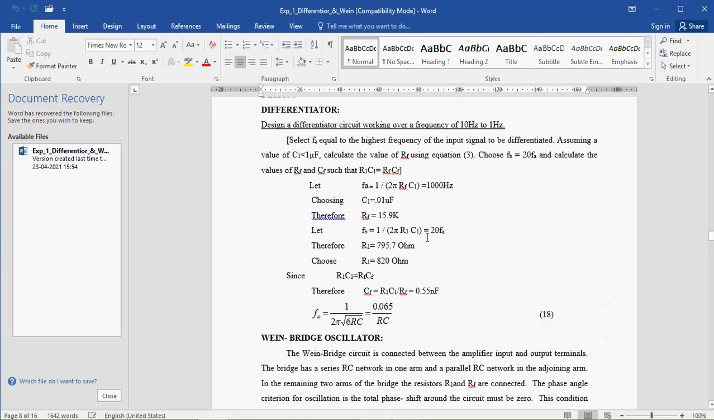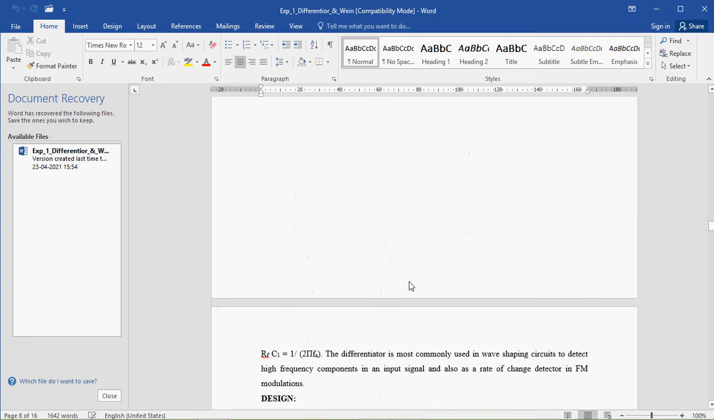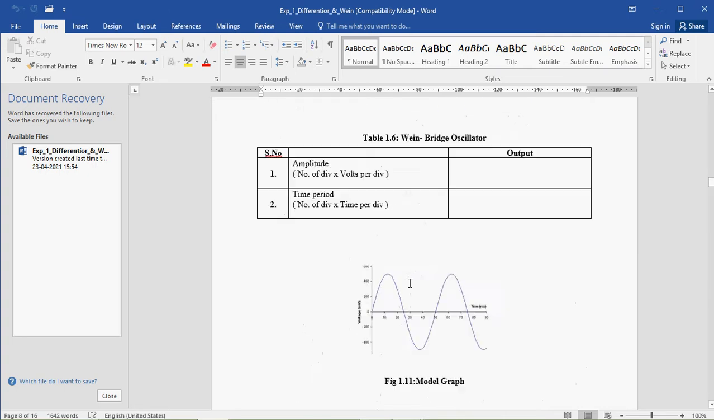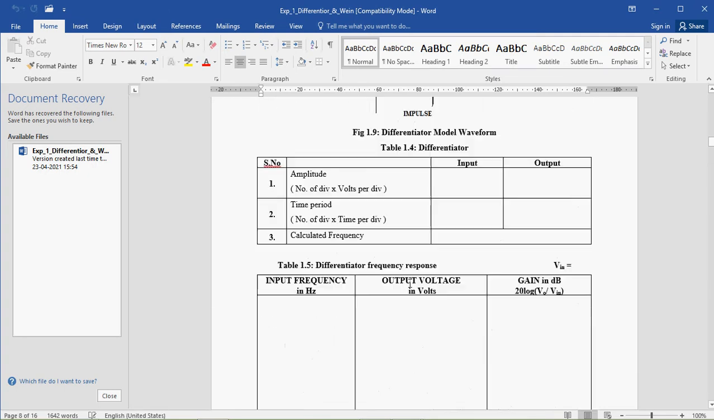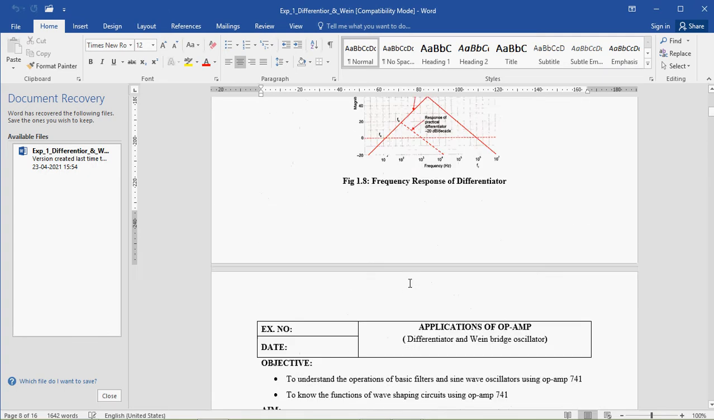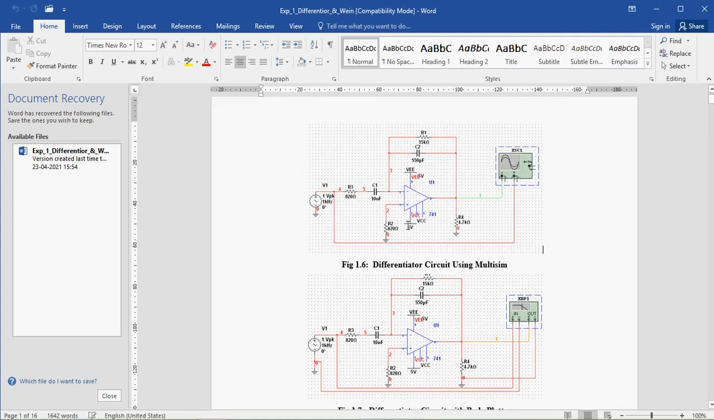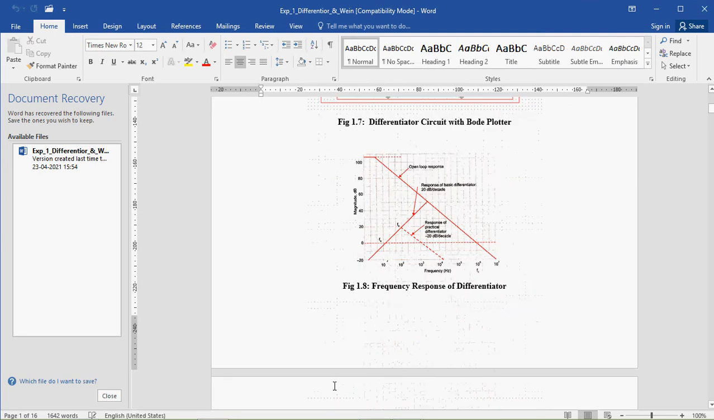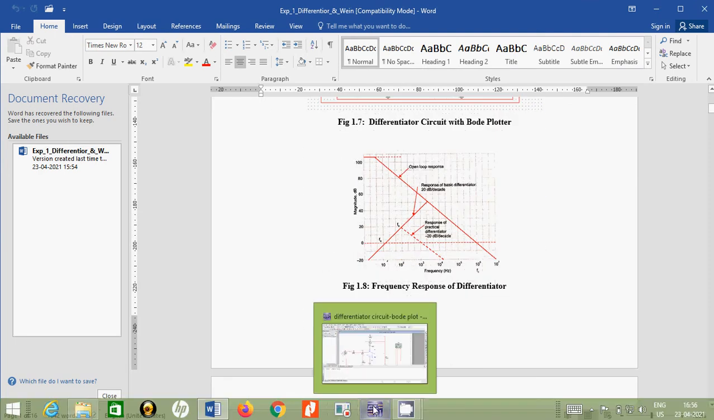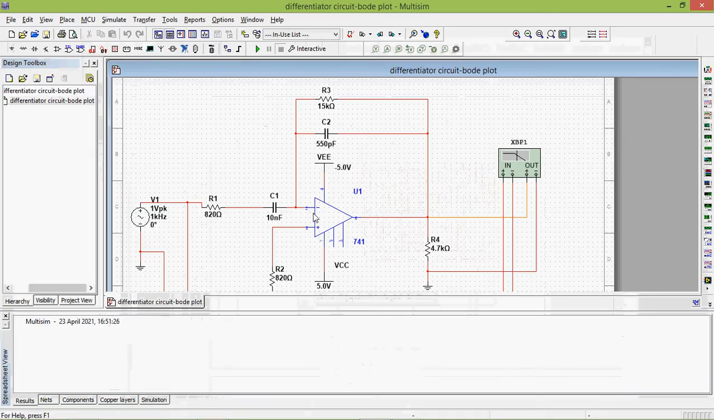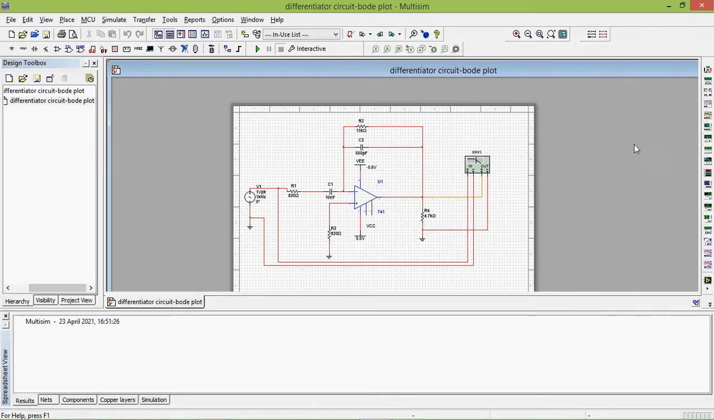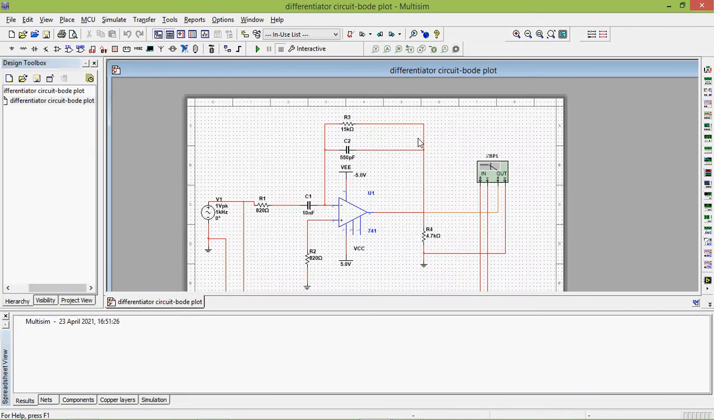So after finding out all these values, substitute them in the differentiator circuit. The components that we have found, we should connect those components in the differentiator circuit. For simulating this circuit, we'll be using Multisim. So this is Multisim 14.1. Here the connection is given as per the circuit diagram.